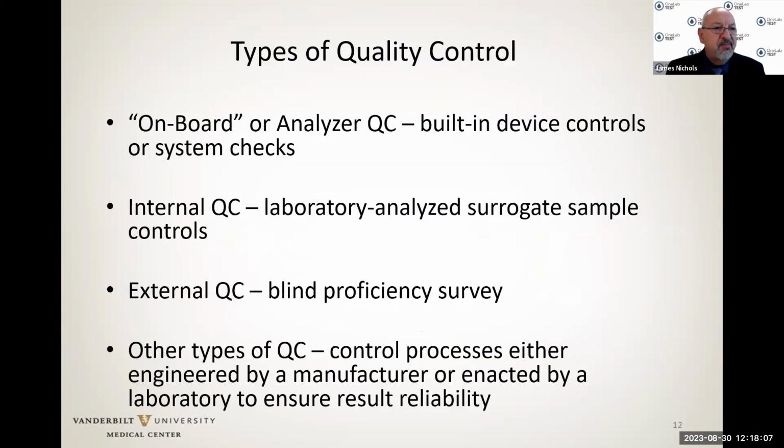There are onboard or analyzer QC that manufacturers have built into devices. They're system checks. We have internal QC. This is internal or laboratory analyzed surrogate liquid control samples. What we call external QC from an international perspective, ISO perspective, this is our blind proficiency surveys. But there's this host of all kinds of other quality control processes, either engineered by a manufacturer or enacted by a laboratory to ensure result reliability.